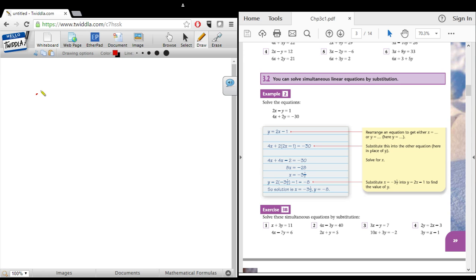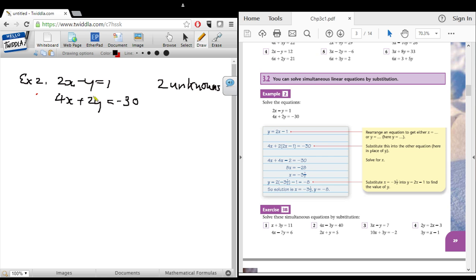So you can imagine that when we're asked in this particular question, if we look at example 2 here, to solve 2x minus y equals 1, 4x plus 2y equals minus 30. Let me ask you this question: how do we substitute this? Well, the best way for us to appreciate how to substitute is we've got two unknowns, and the best thing that we want to do is get rid of one. So how do we do that?